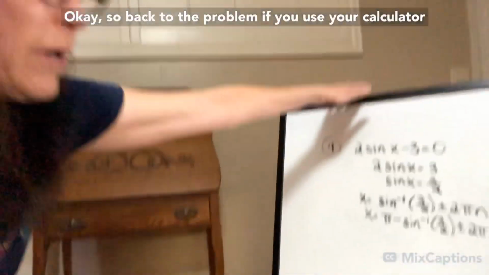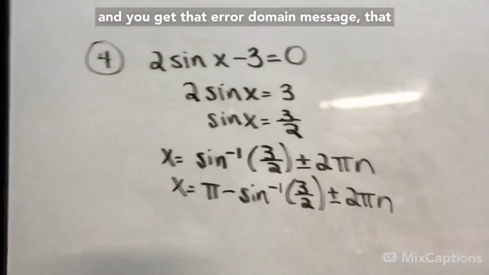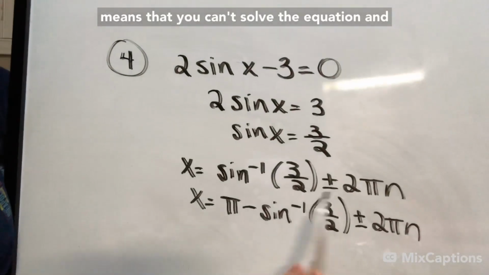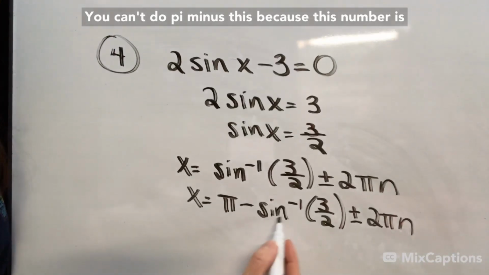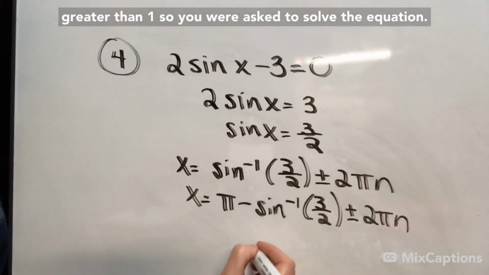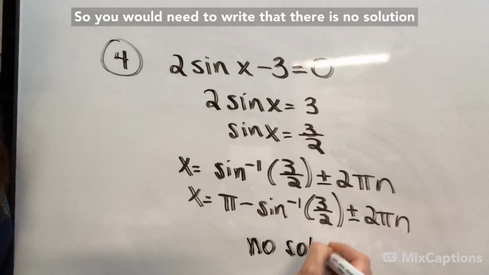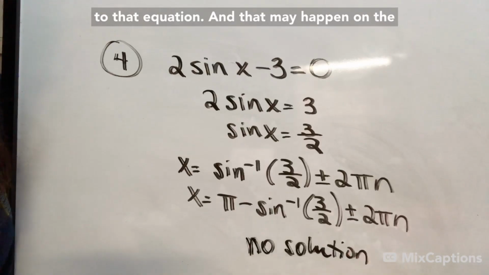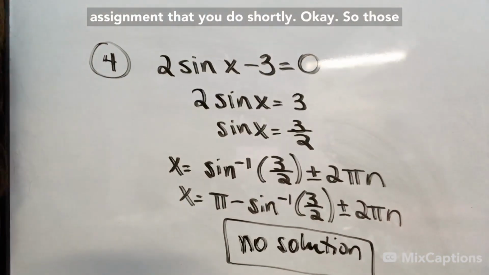Okay, so back to the problem. If you use your calculator and you get that error domain message, that means that you can't solve the equation. And the same thing would have happened with this one. You can't do pi minus this because this number is greater than 1. So you were asked to solve the equation, so you would need to write that there is no solution to that equation. And that may happen on the assignment that you do shortly.